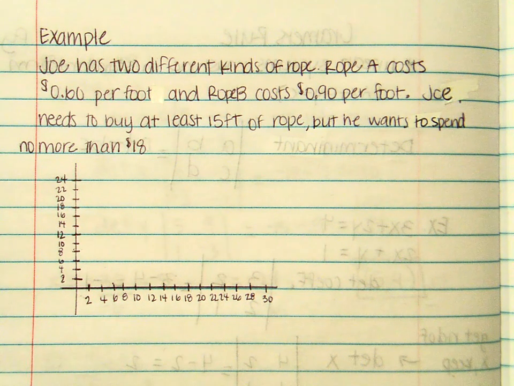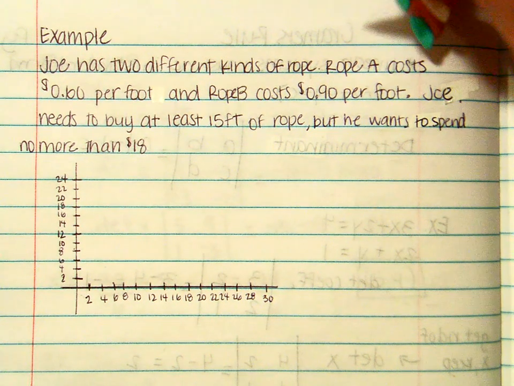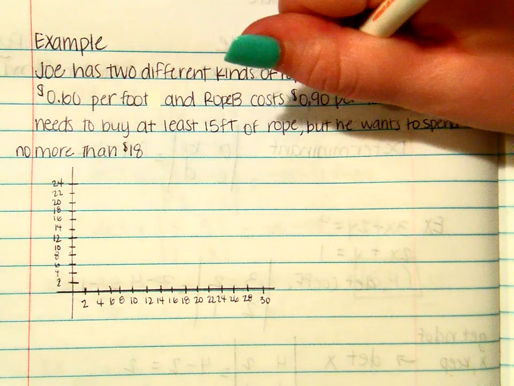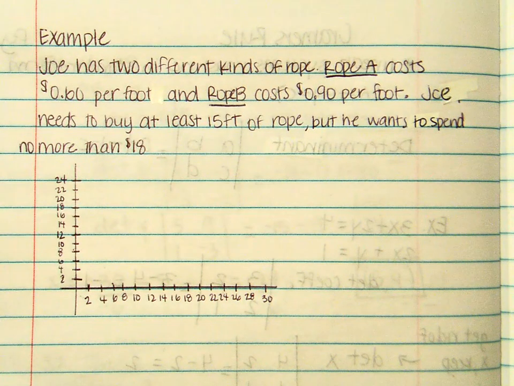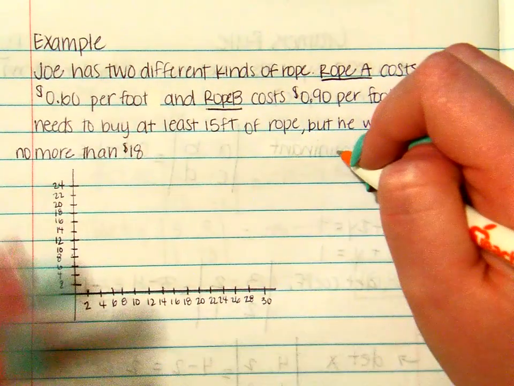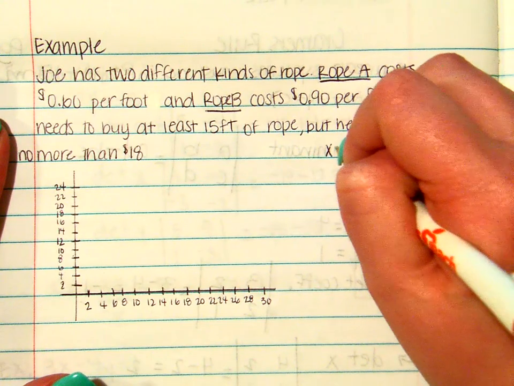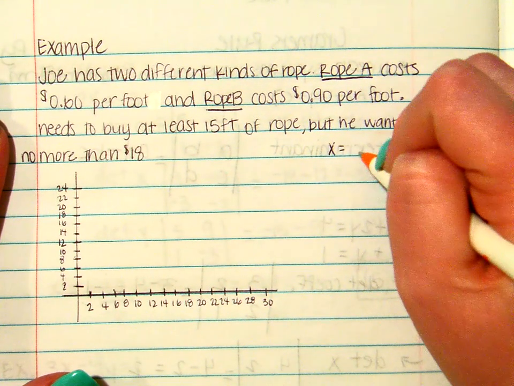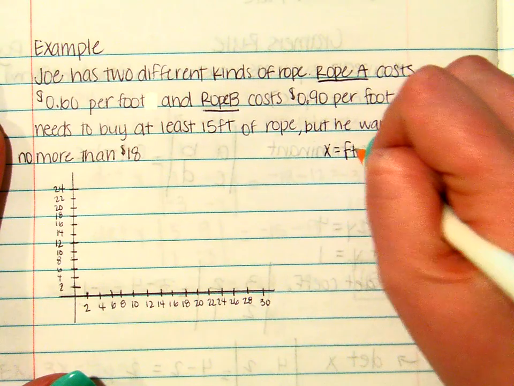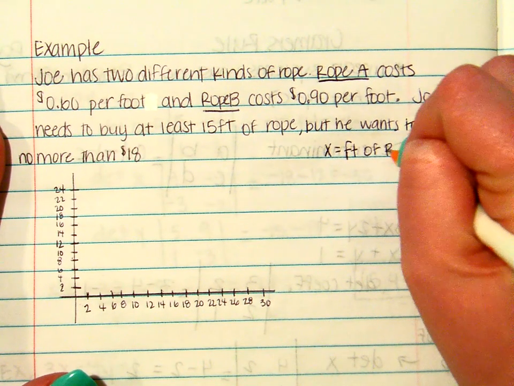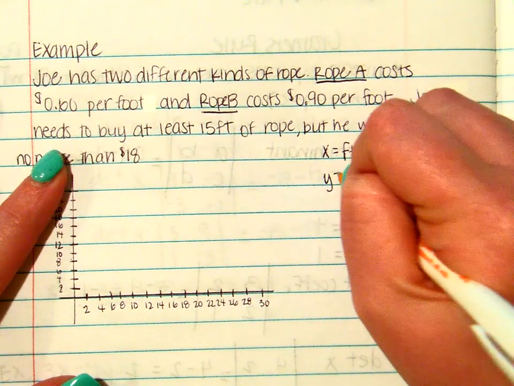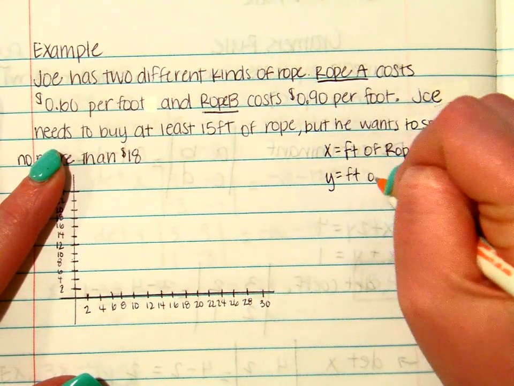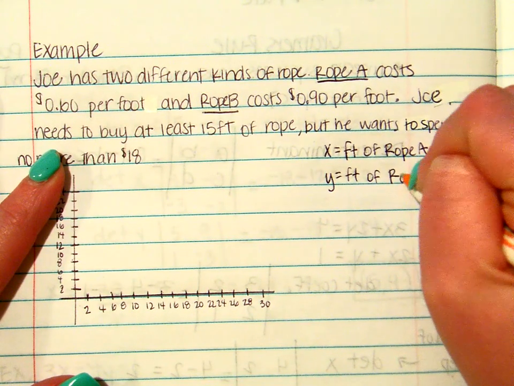So we're going to have that same thing here. And think about, what are your unknowns here? Well, our unknown is how much rope he's getting. We've got rope A and we've got rope B. So as we start these problems off, we're going to say that X is going to equal the feet of rope A, and then Y is going to be the feet of rope B that he's going to buy.